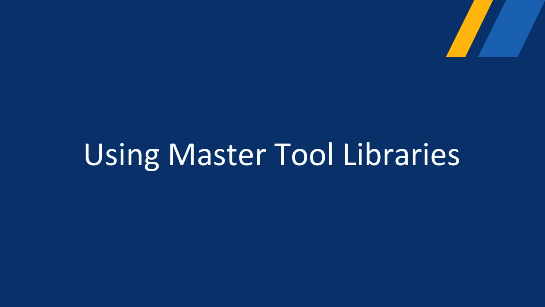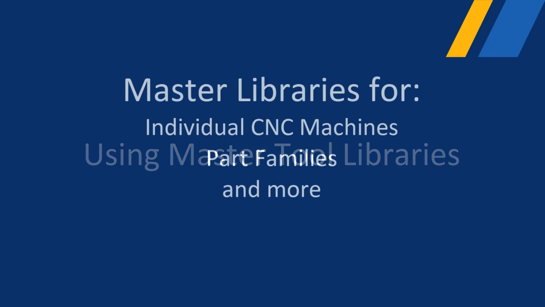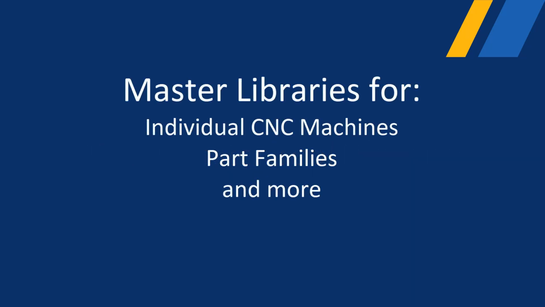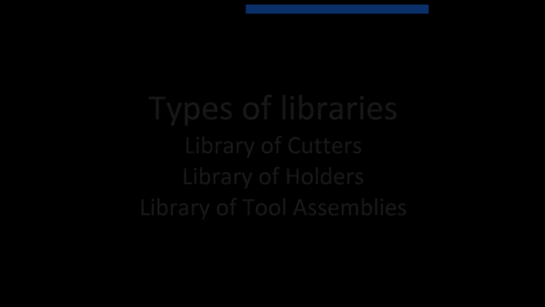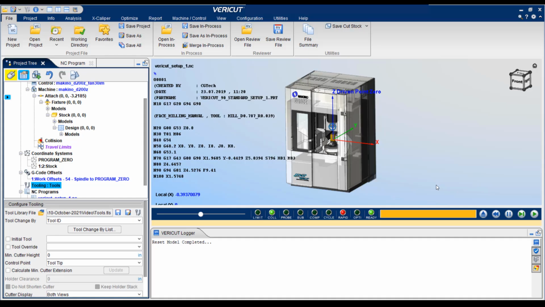Welcome everyone. Today we want to talk about using master tool libraries within Vericut. Master tool libraries can be used for individual CNC machines, part families, and more. These libraries can consist of a library of cutters, holders, or a library of the complete tool assembly itself. Now let's look at using master tool libraries.